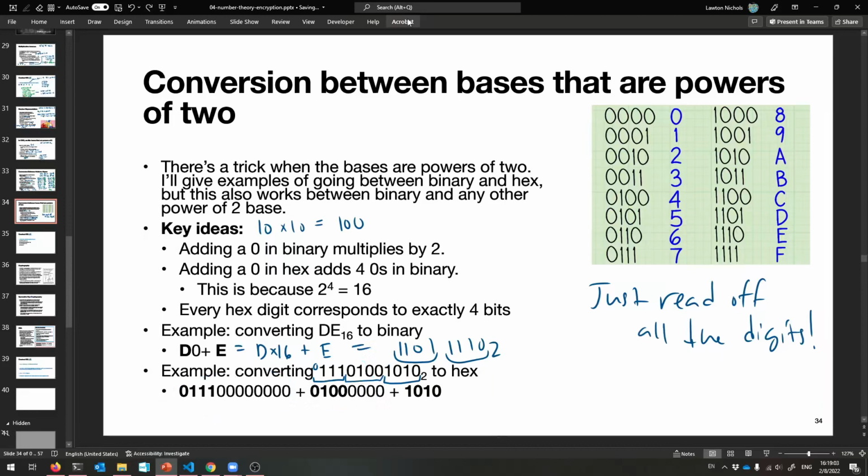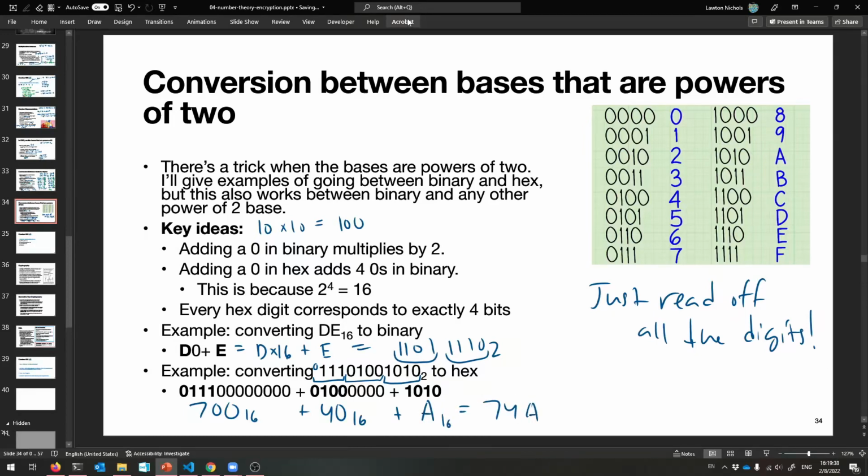And so what's it supposed to be? 0111, that's 7, so 700 base 16, plus 0100. That's 4. Wait a second, let's confirm that. 0100, yeah, that's 4. So 40 base 16, plus 1010. That's apparently A. Base 16, which is just 74A.